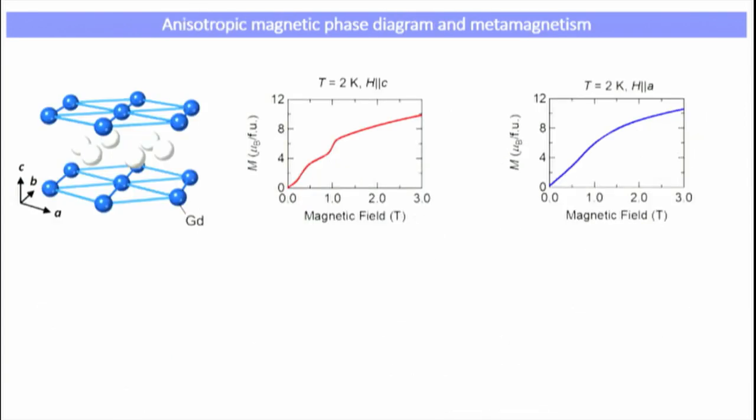So let me avoid the complexity and express the crystallographic unit cell with the original simple aluminum B2 type structure. And I measured the magnetization under the application of the magnetic field along the C and A axes and reproduced the two-step metamagnetic transition as shown here, only when H is parallel to the C axis.